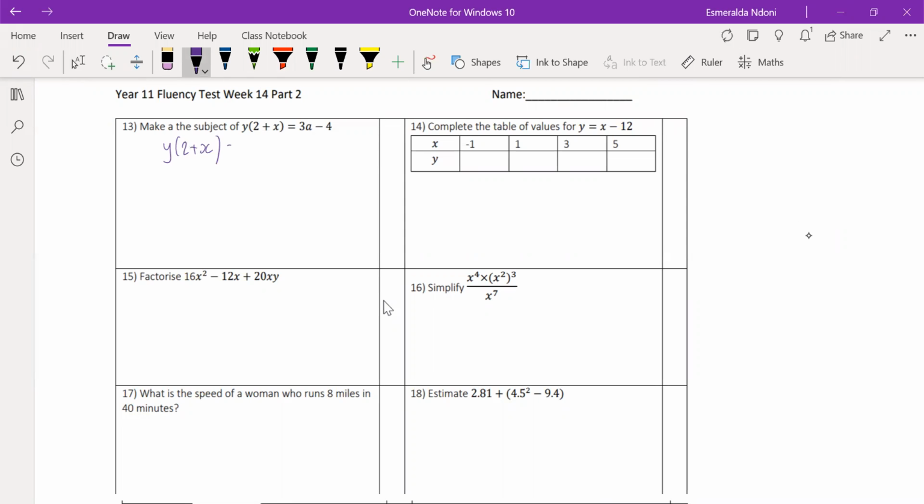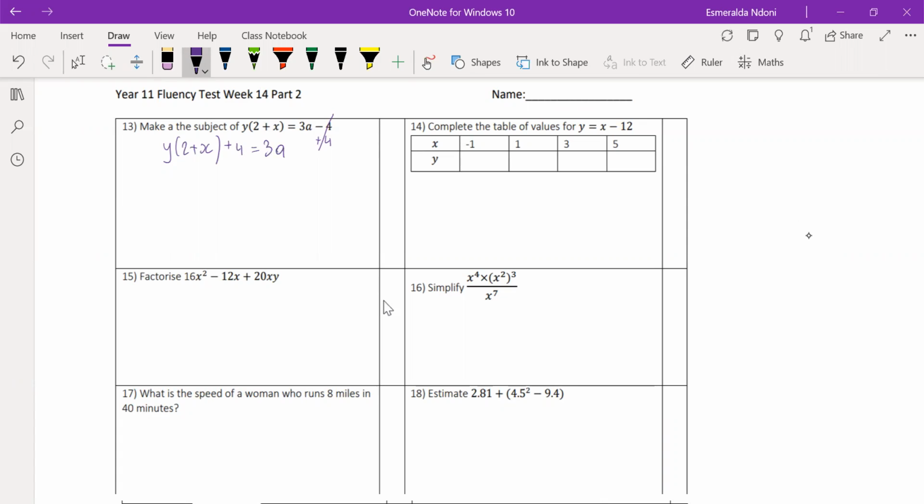And we need to get rid of the -4, because A will need to be left on its own. To do so, we do +4 on both sides. And that cancels it to leave us with just 3A.